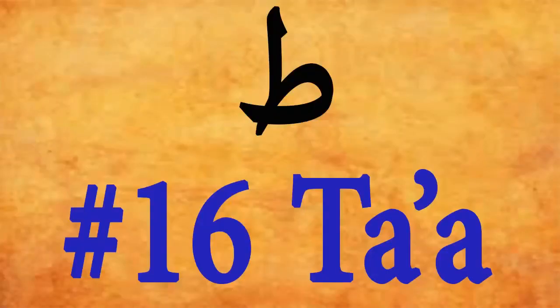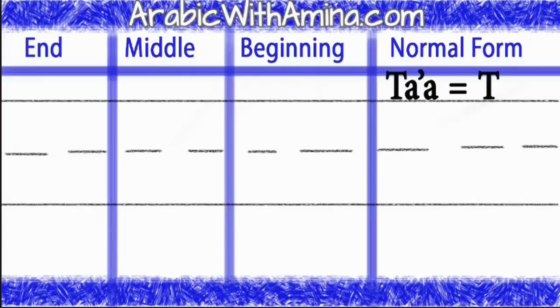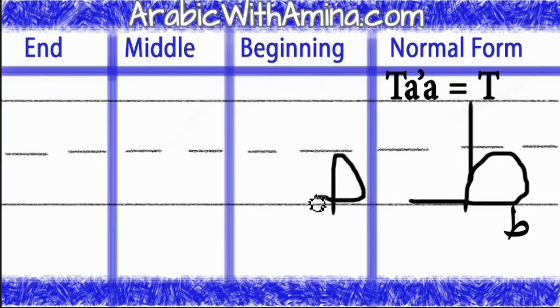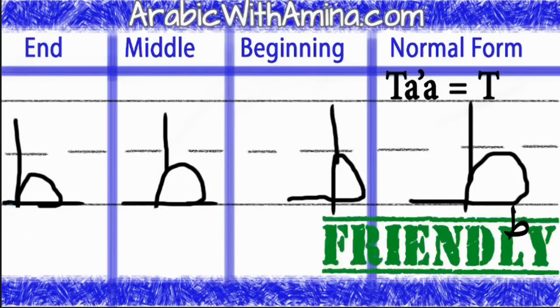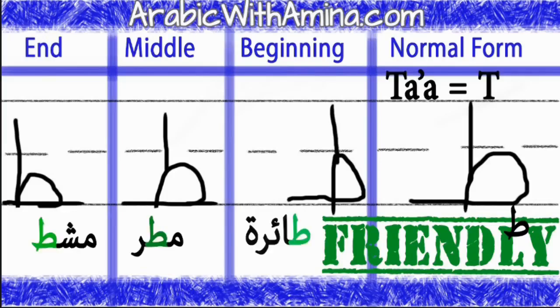Letter number 16 is called Ta. And in English, it would be the letter T. And there are 2 letters that represent letter T, and I will compare them at the end of the video, so keep watching. This is how letter Ta is written. It is a friendly letter, so it is connected to any letter after it, as shown in the examples. And if it was after a mean letter, you would simply disconnect it from the letter before it.